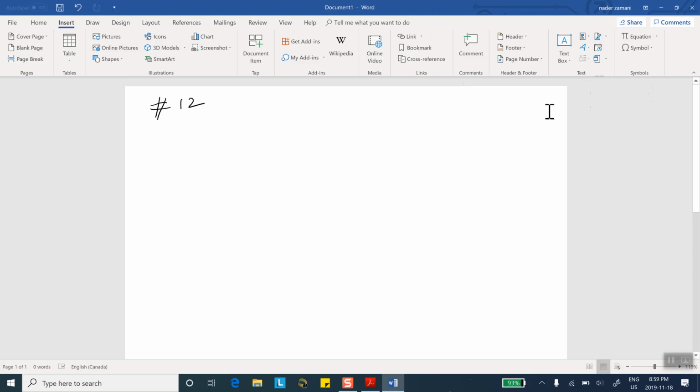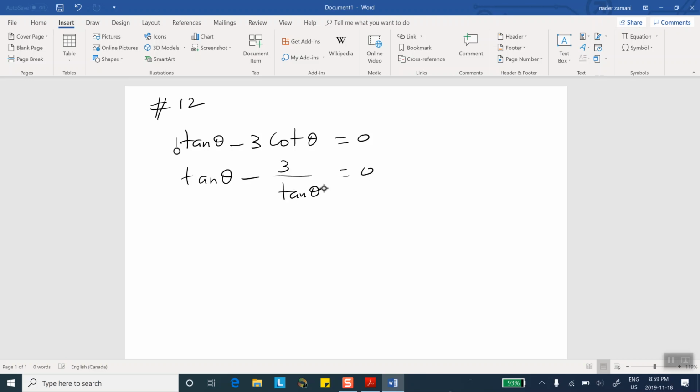You have tangent of theta minus 3 cotangent of theta equal to 0. Now remember, this is tangent of theta minus 3 over tangent of theta equal to 0. And if you multiply both sides by tangent of theta, you get tangent squared theta minus 3 equal to 0. Or tangent of theta equal to plus or minus root 3.